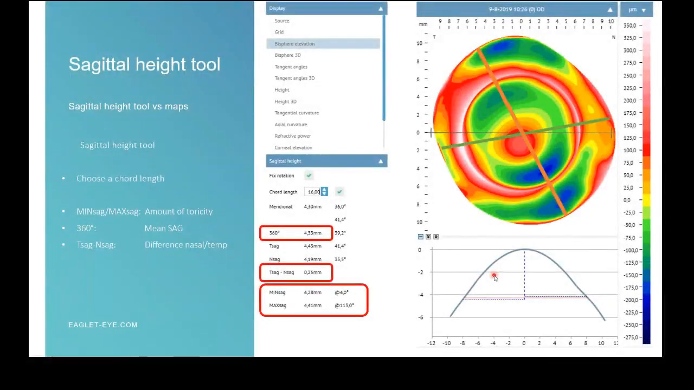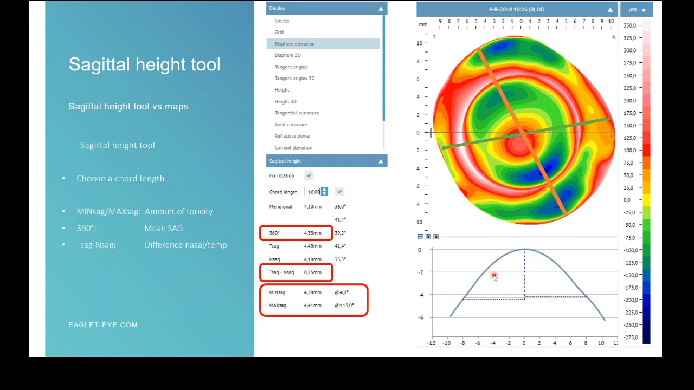So far, I've been showing how the maps look. Those color maps give you a feeling for how the eye looks, but they do not really tell you how to design a lens. Therefore, you really need the numbers. We offer two ways to design lenses. You can do it with the sagittal height tool, and that's the way you can design lenses manually, all the way by yourself, or you rely on the automated first lens fit algorithms we provide as well.